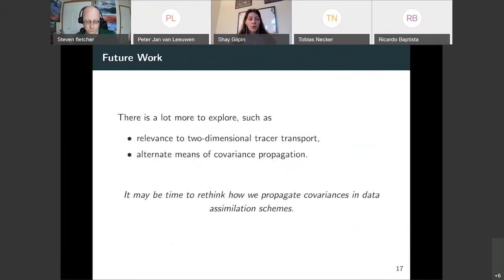And so just to wrap this up, there's a lot more that can be done with this problem. We can extend this to higher dimensional problems, systems of equations that are more relevant to numerical weather prediction. We can explore alternate means of covariance propagation.